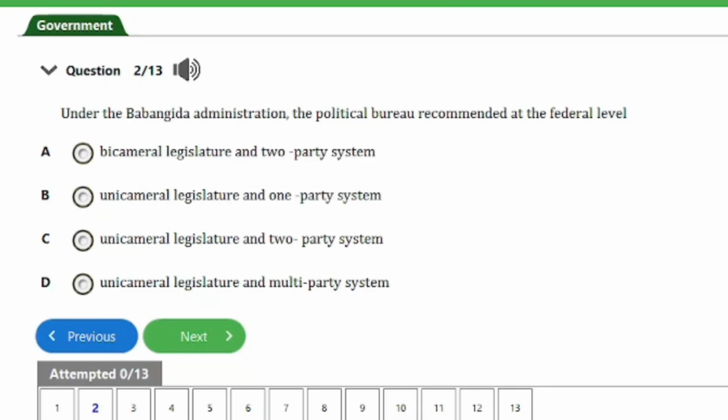So guys, over here is question number 2. It says, under the Babangida administration, the political bureau recommended at the federal level A. bicameral legislature and two-party system, B. unicameral legislature and one-party system, C. unicameral legislature and two-party system, D. unicameral legislature and multi-party system. So guys, the answer to this question is option C here. That's the unicameral legislature and two-party system. So that's it for this question. Let's consider the next one, guys.